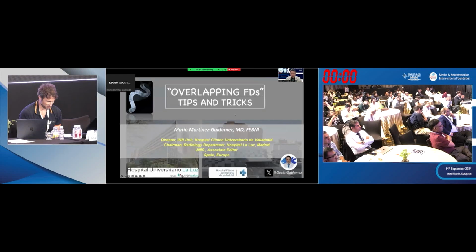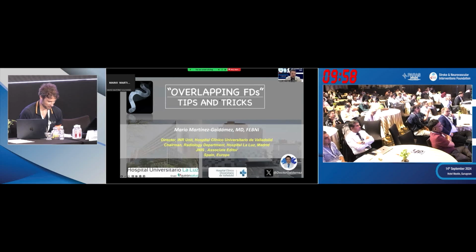I'm going to review this specific topic, which is the overlapping flow diverter, the tips and tricks, and this topic will be related to the second talk in the next session, which is about flow diversion migration, because at the end both are related. If you don't do a good overlapping, you may have migration. So at the end, there are different technical issues to discuss here.